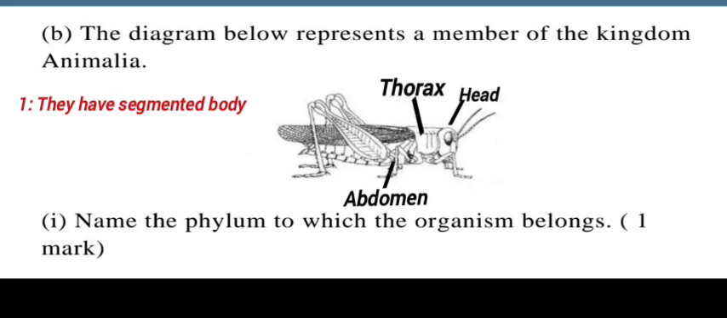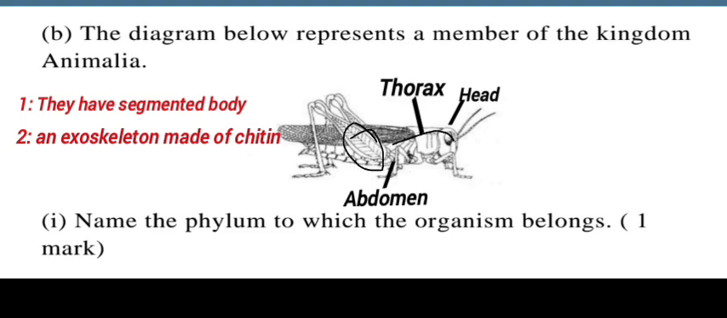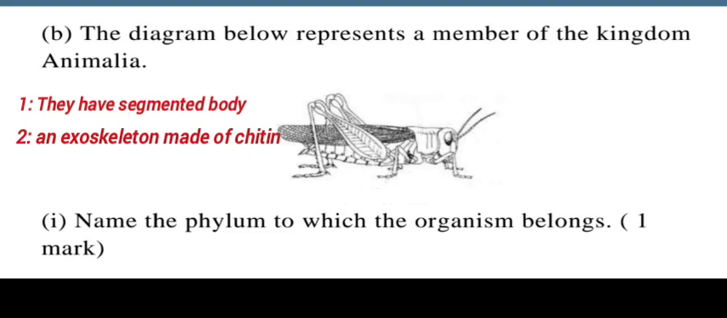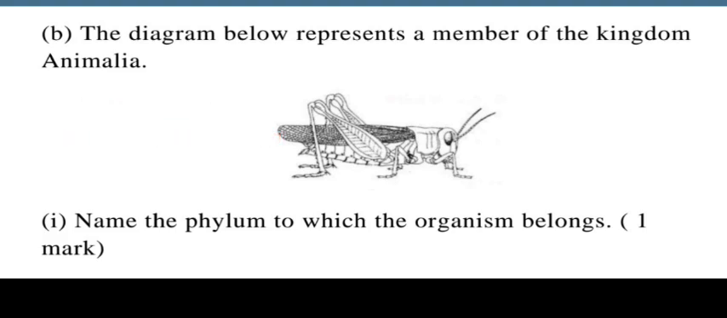Then another reason we are going to say, since this one is an arthropod, it is going to have what? An exoskeleton made of chitin. So this part here that you can see here, it's made of the exoskeleton. Now, the same exoskeleton is made of a material called chitin. Chitin is a polysaccharide.